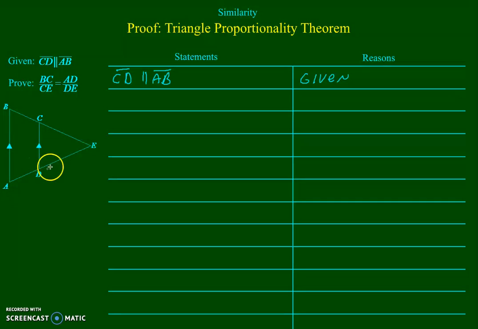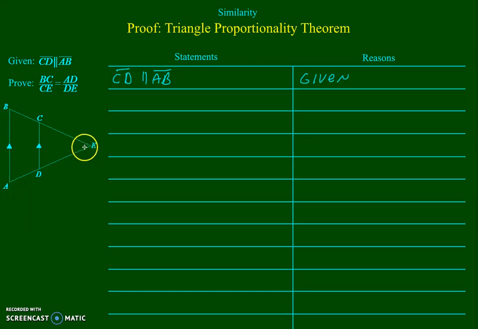So here we have our picture. We have triangle ABE, and we've got line CD that is parallel to AB. And that's our given, so we've written that down already.